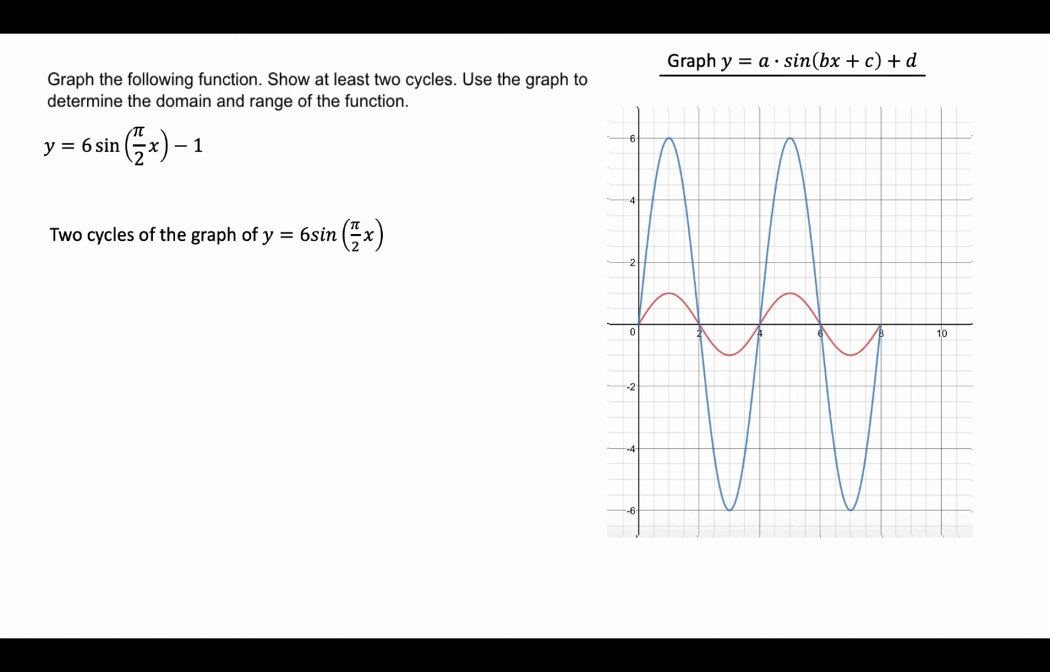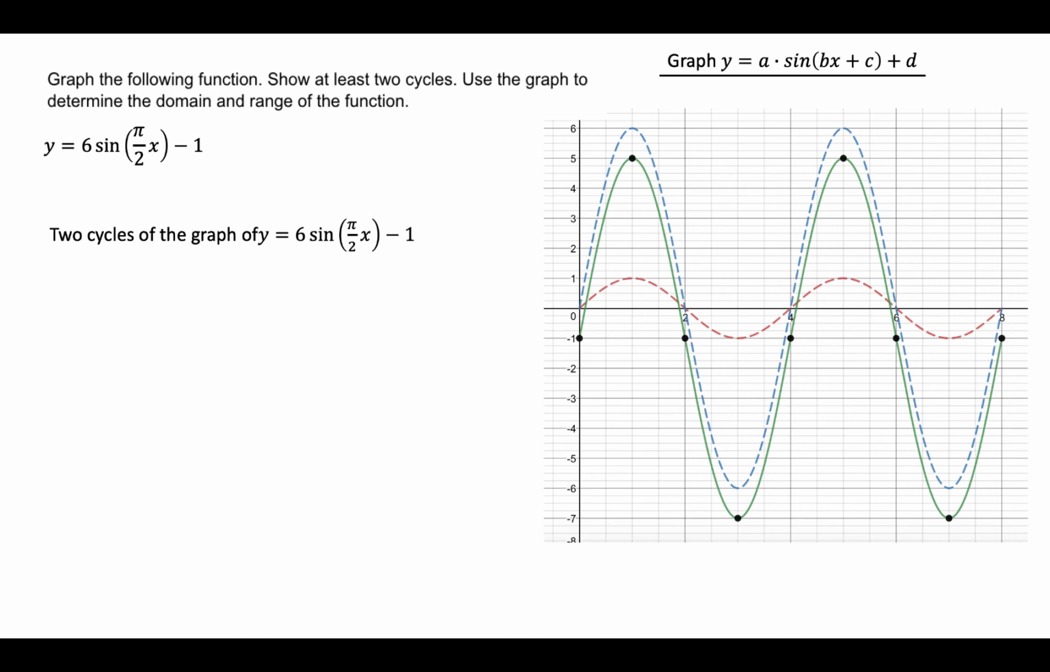We know that when we multiply a function by a value greater than 1, it stretches the graph vertically. Now we can graph 2 cycles of the graph of y equals 6 sine pi over 2x minus 1 by shifting our vertically stretched graph down 1 unit. So the graph in green now is the graph of y equals 6 times the sine of pi over 2x minus 1. The way we have it graphed now is just for 2 cycles between 0 and 8.